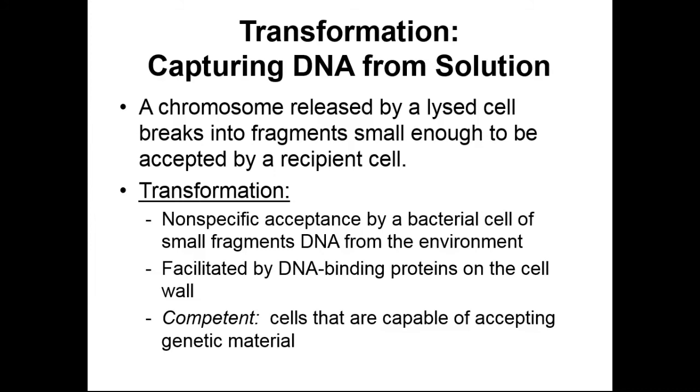Generally speaking, there are DNA binding proteins on the surface of the recipient cell that facilitate this transformation process. In order for a cell to receive DNA from the extracellular environment, that cell needs to be receptive. So only receptive cells can receive DNA. We call those receptive cells competent cells. Now, in nature, generally speaking, competent cells are going to be controlled by genes that will code for the DNA binding proteins on the cell wall or the cell surface. But in a laboratory environment, we can force non-competent cells to become competent cells.